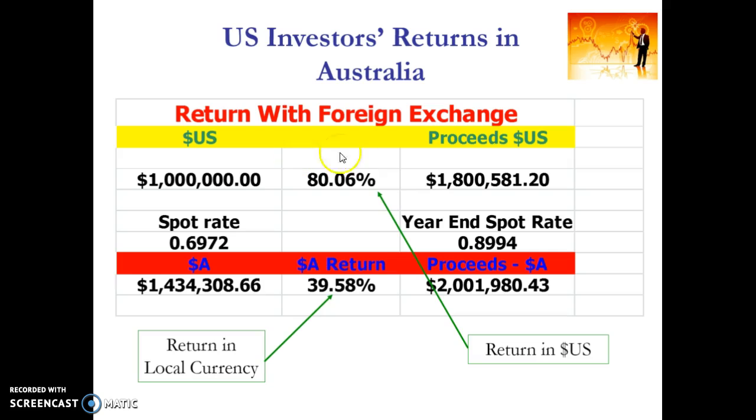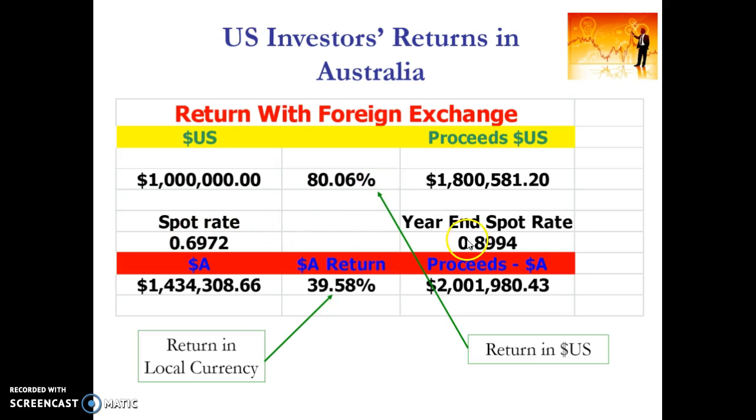So what that means is that the total return this US investor would have generated in Australia across that year was a huge return of 80%. Now that's partly because this was a year post-GFC where there was a huge rebound and the Australian market increased in value by nearly 40%, but also because of the substantial appreciation in the exchange rate across that period of time. Now this is an instance where the exchange rate moved favourably for the investor.